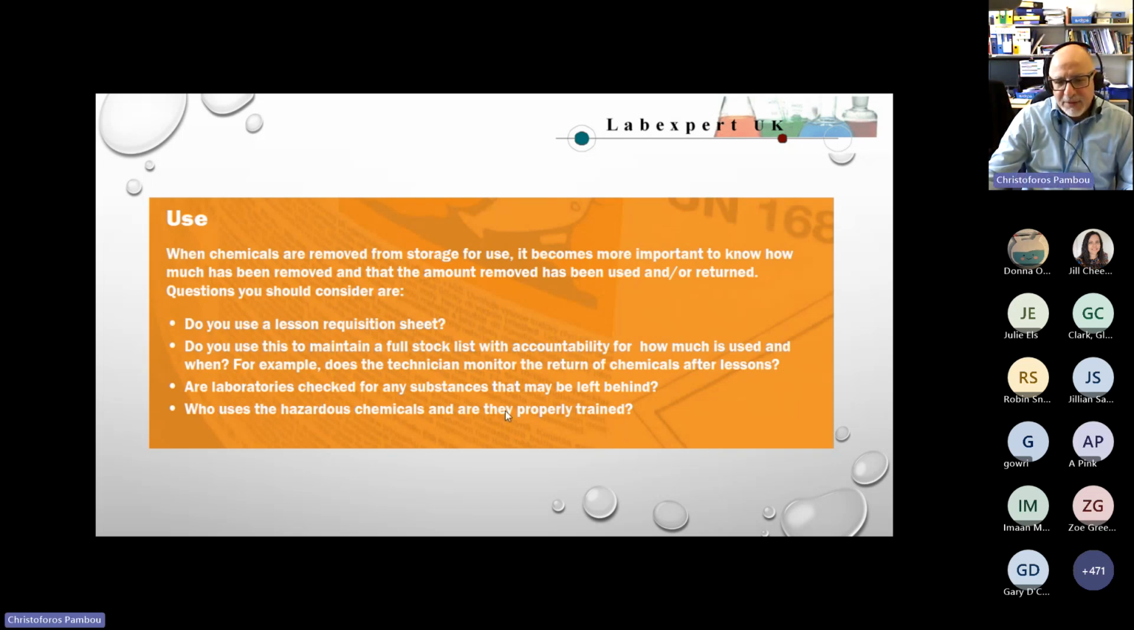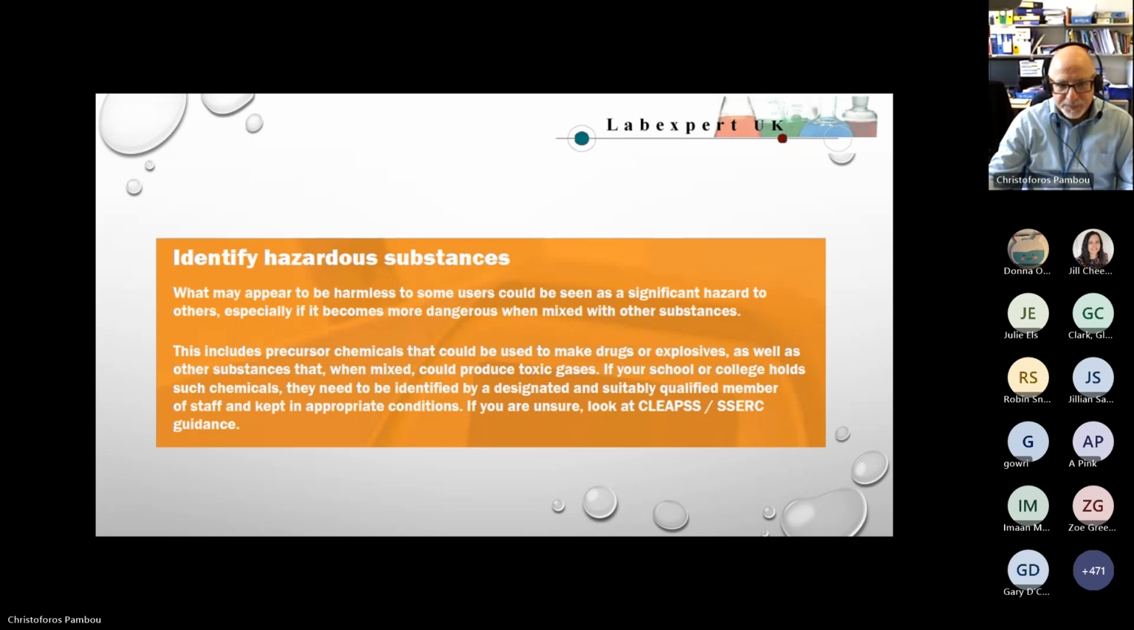And are the labs at the end of the day or at the end of the lesson being checked for any chemicals left behind? And who uses hazardous chemicals, and are the teachers trained to use these hazardous chemicals? Then we need to be able to identify the hazardous substances, something that maybe appear harmless to some users could be a significant hazard to others, especially if it becomes more dangerous when mixed with the other substances.